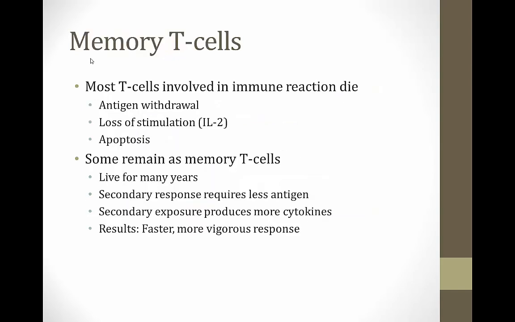T cells are part of the adaptive immune system, and the adaptive immune system has memory, which means that a second exposure to the same pathogen elicits a quicker and more vigorous response. And the way this works in terms of T cells is that some T cells will become memory T cells. So you should know that most T cells involved in an immune reaction will die.